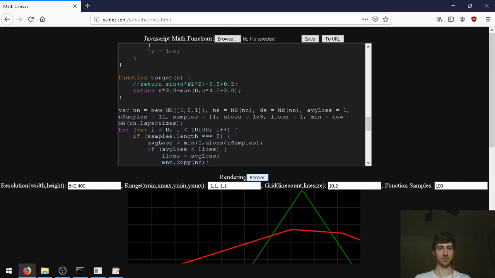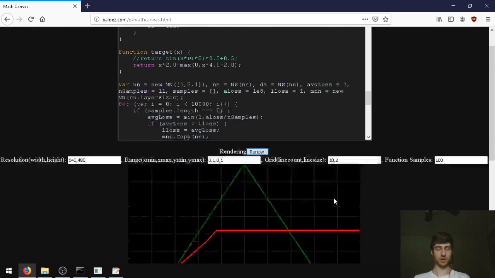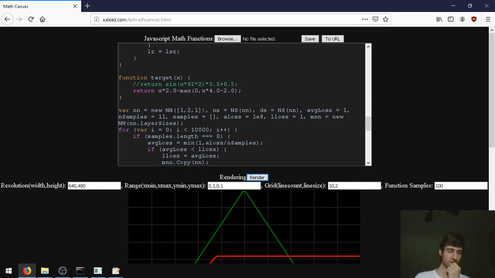God damn it. I'm getting tired. Yeah, I swear though, this triangle wave is actually harder to train to than the sine wave.